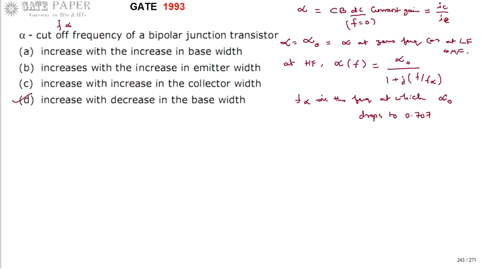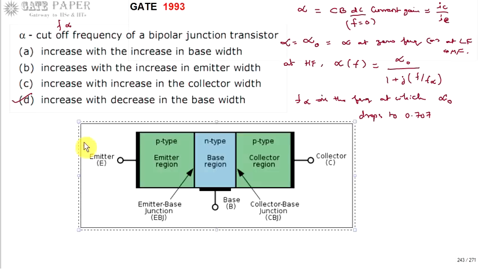So now we'll see, if alpha reduces, f alpha also reduces. If alpha reduces, at that time this alpha cutoff frequency also reduces. Now we are going to see how it changes as a function of the emitter, base and collector widths.